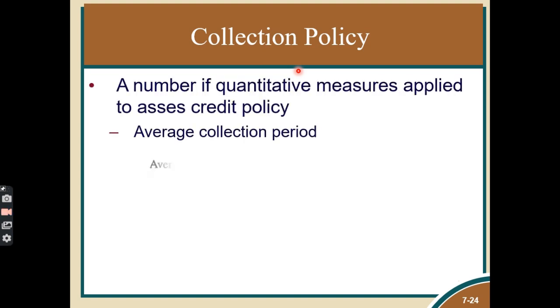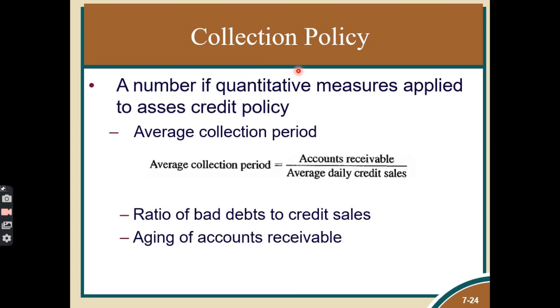And then finally, our collection policy, which is going to affect our days of collection or the average collection period. It will also involve the analysis of our bad debts and the aging of our receivables. So our credit policy will give us an idea of how efficiently or how effectively we are performing in collecting our receivables. And this is actually one of the ratios that we need to understand or remember.